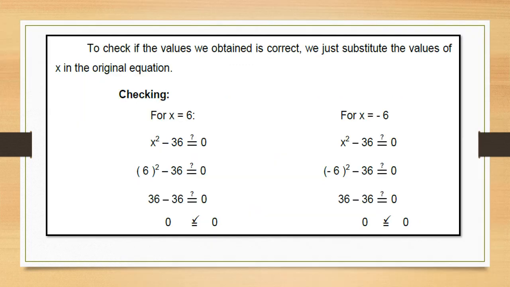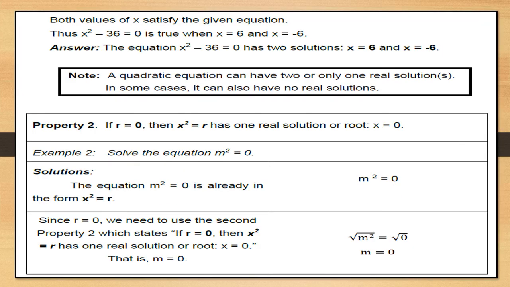To check if the values we obtained are correct, we substitute the values of x in the original equation. For x equals 6, x squared minus 36 equals 0, then 6 squared is 36, and 36 minus 36 is 0. Therefore, check. For x equals negative 6, the same process comes up with 0. Both values of x satisfy the given equation.